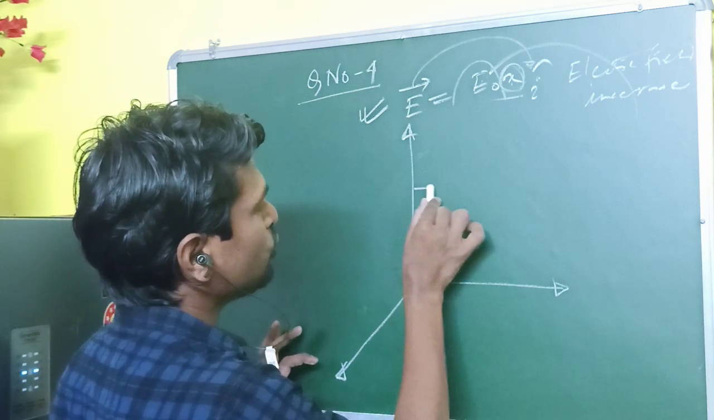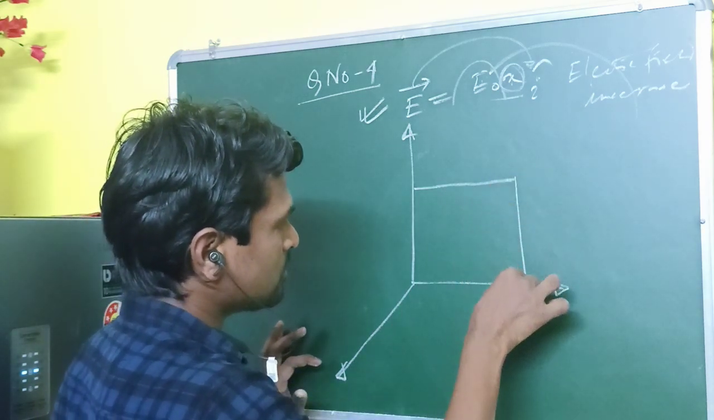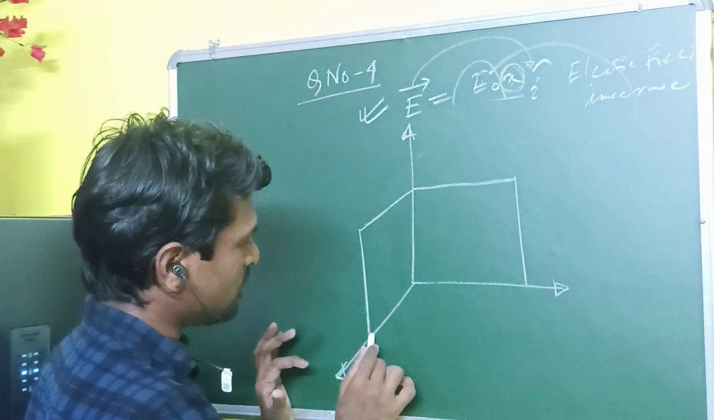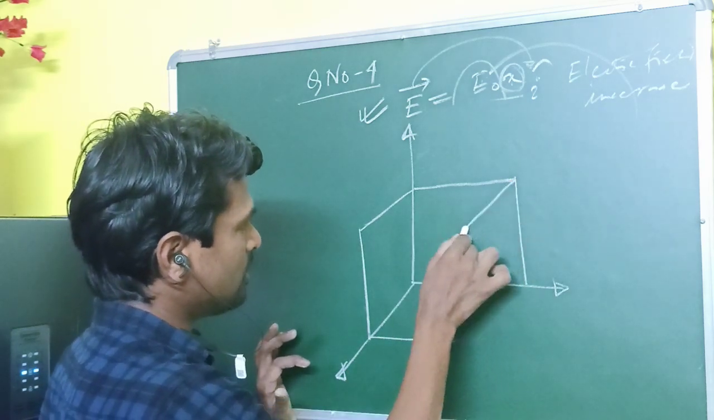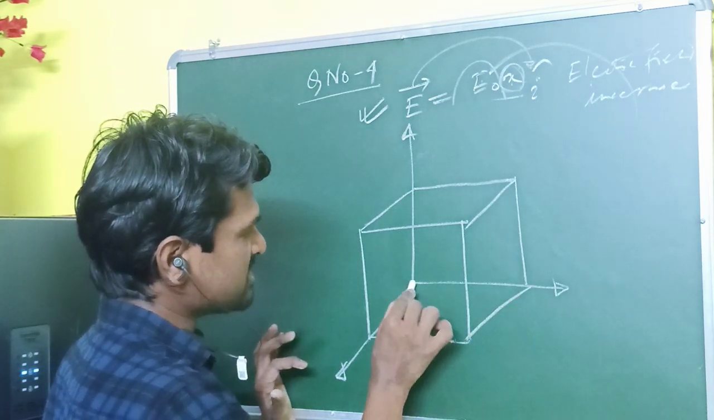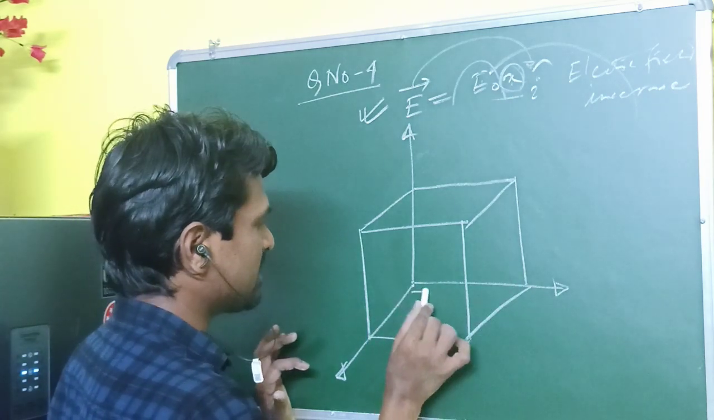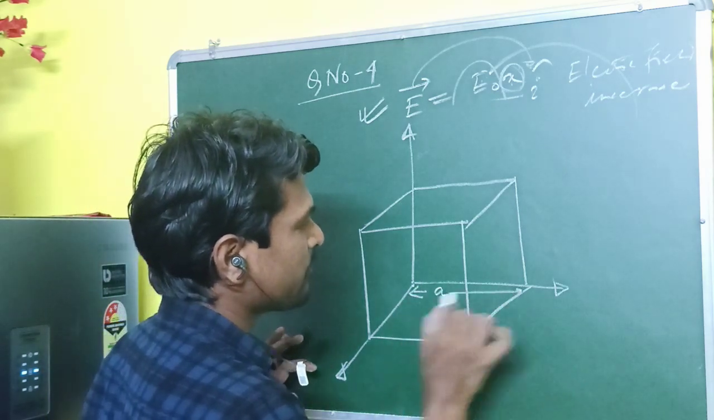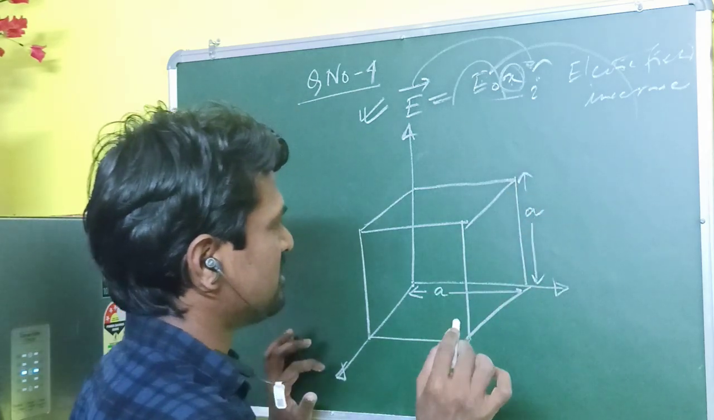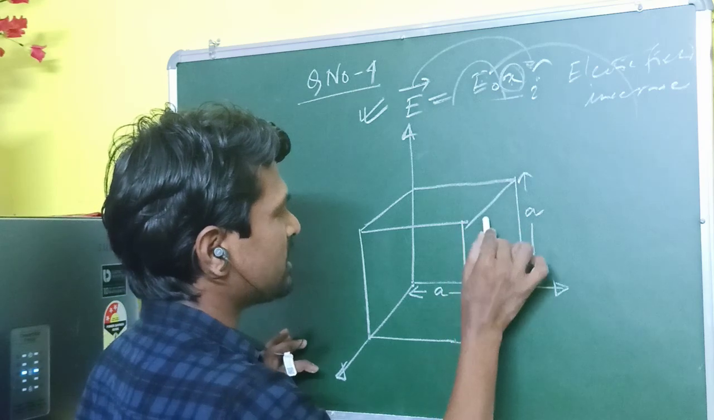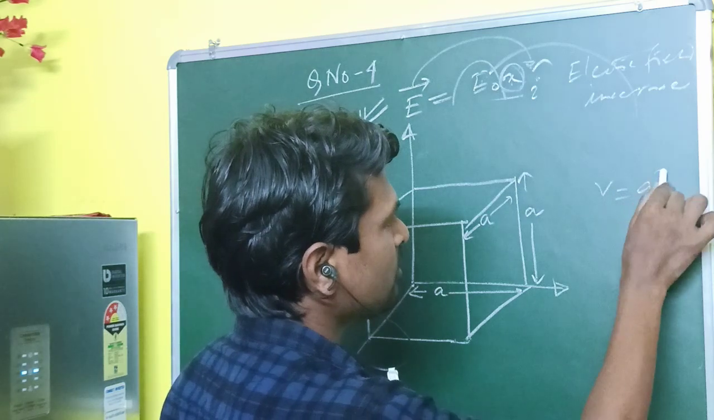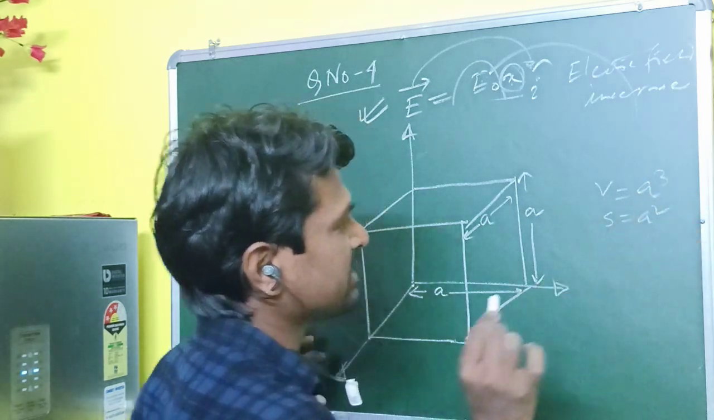So there is a cube. Student, this is a cube, and you have to draw that particular cube like that. So x equal to 0 and x equal to a, that means this is a, and y equal to 0 and y equal to a, that means this is also a, and z equal to 0 and z equal to a, that means this is also a. So it is a unit cube, and the volume is a cube, and each surface area is a square.